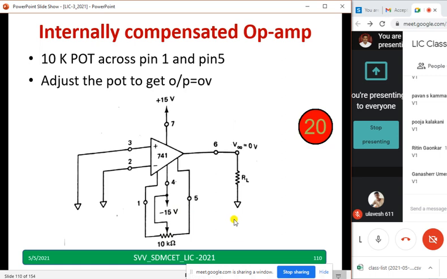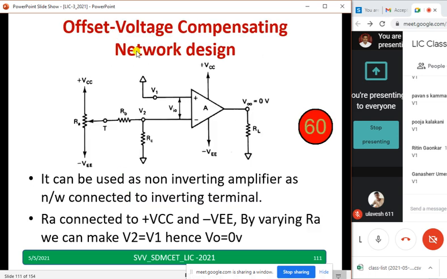Same op amp circuit, inputs I am giving 0, 0, and offset pins number 1 and 5 I am just varying so that I will make output equal to 0. Just try to remember this. And if internal compensation is not there, for such ICs we have to design a resistive network. We will show that in the next slide. Offset voltage compensating network we can design. So this is general, we are discussing now.